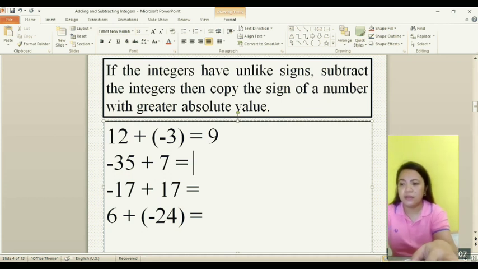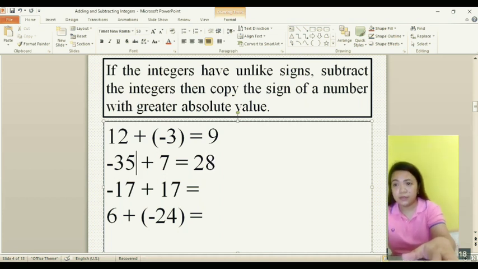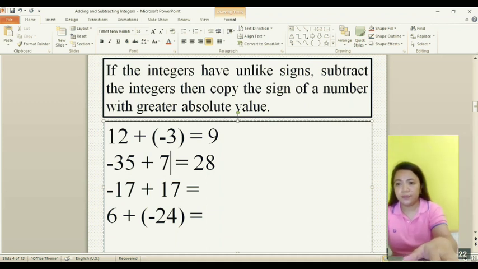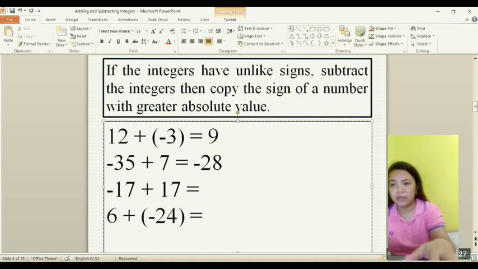35 minus 7, that is 28. But since negative 35 has a bigger or a greater absolute value, we're just going to copy the sign of negative 35, which is negative. Now let's have this one. The negative 17 plus 17.